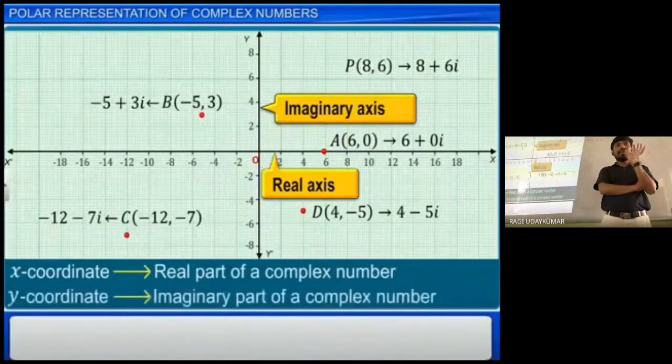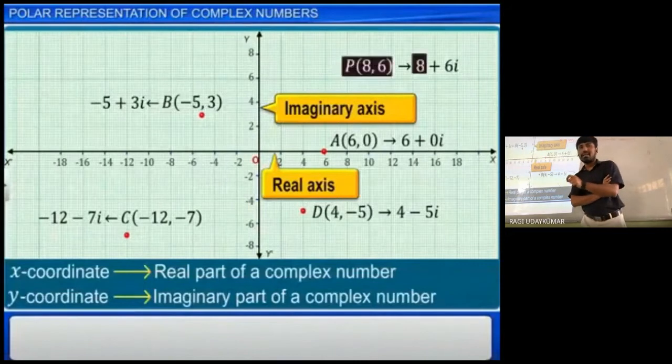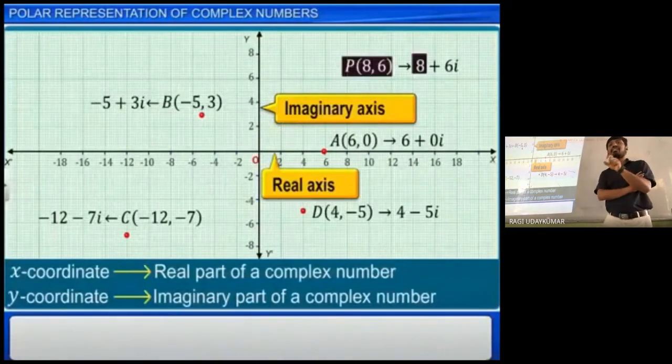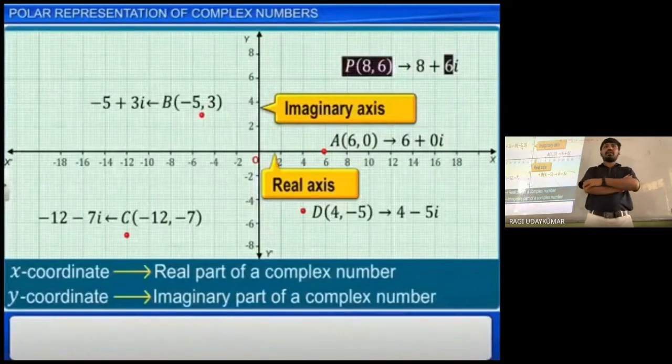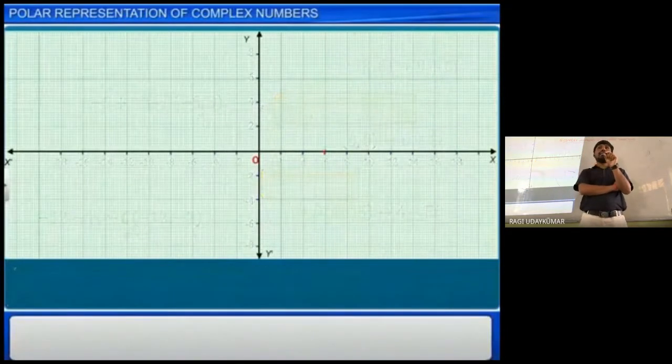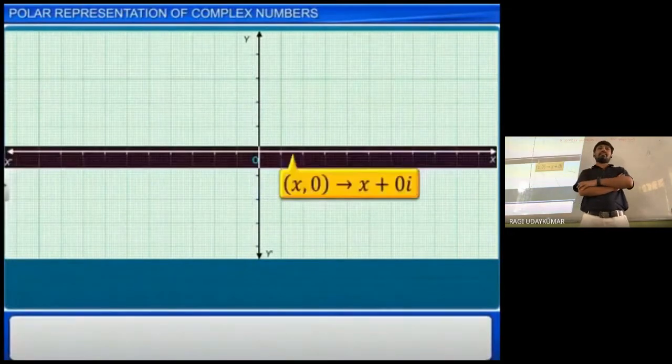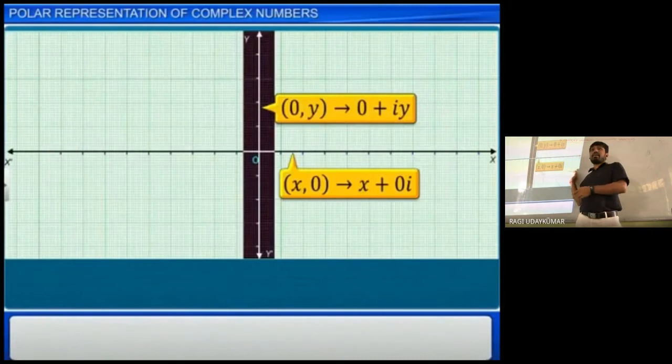So in that plane, the x coordinate represents the real part of the complex number, and the y coordinate represents the imaginary part of the complex number. Okay. So point P (8, 6) is nothing but 8 plus 6i. So 8 will be on the real axis, 6 will be on the imaginary axis. So if you take the point (x, 0), x plus 0i is nothing but x itself. So that is the real line.